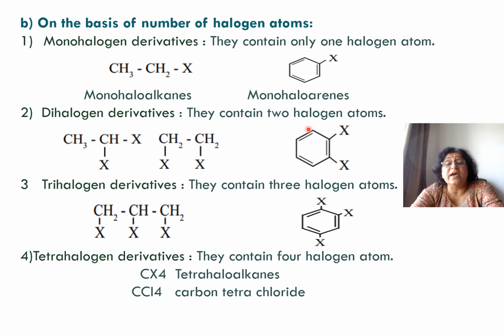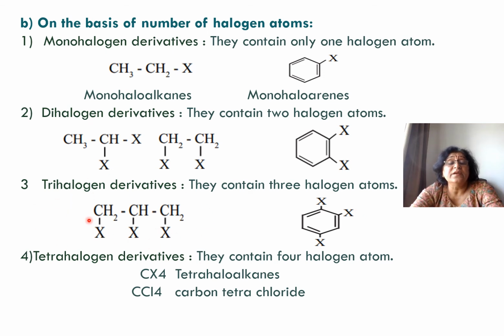While here in the haloarenes, if you see, the two halogens are attached to two different carbon atoms, prepared by replacing two hydrogen atoms by two halogen atoms. This is 1,2-dihalobenzene.